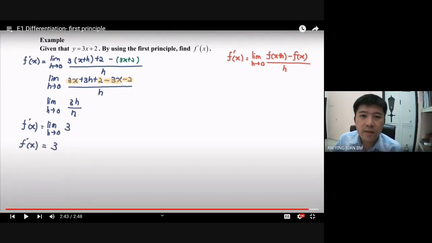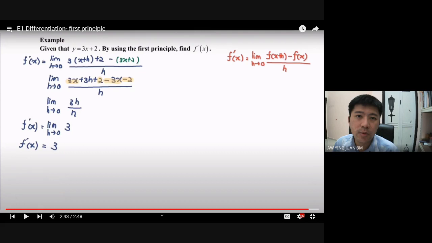So in here we have the situation: if y equals 3x plus 2 and we differentiate straightforward, we will have dy dx equals 3. Okay, the same for this situation. Just that in this question, we are using the first principle. So that is the basic of how we differentiate.